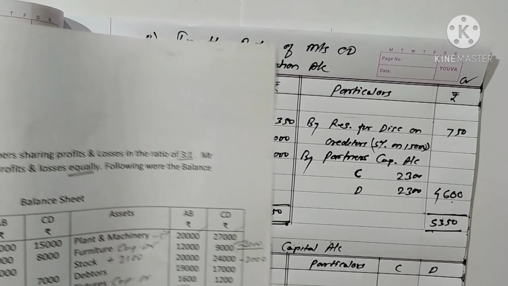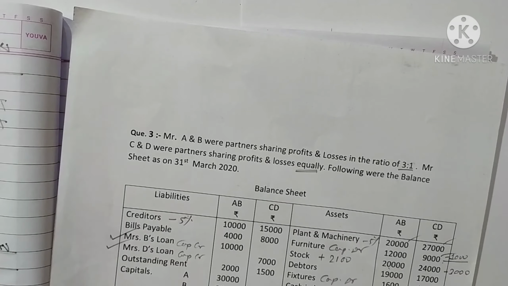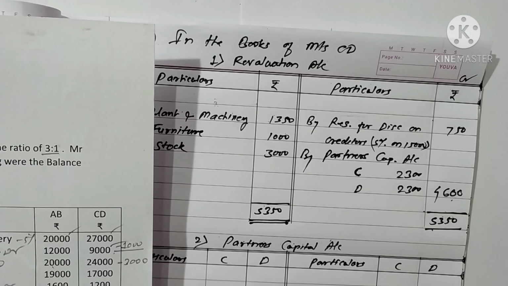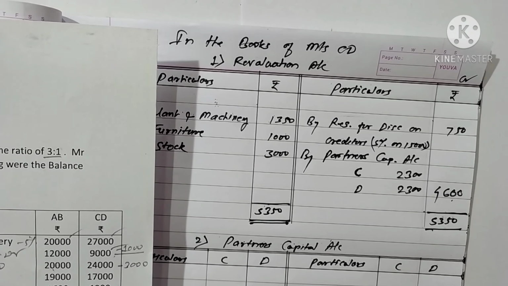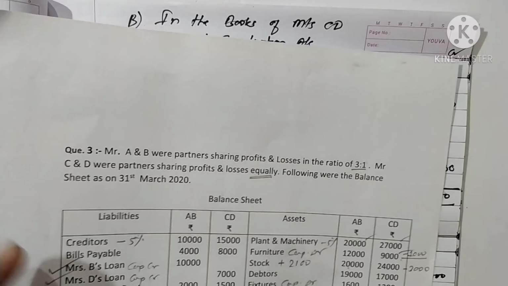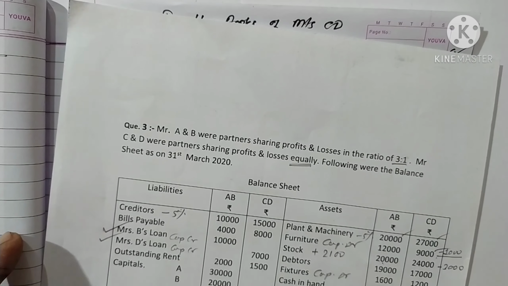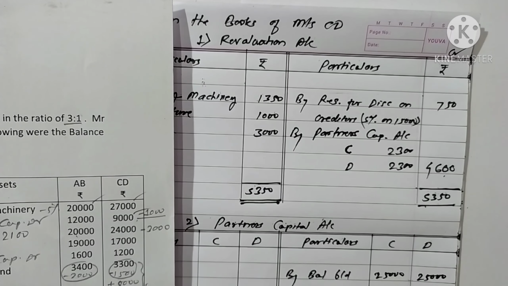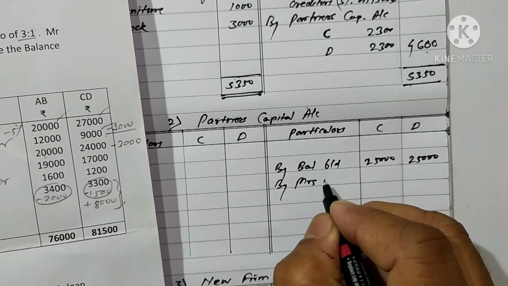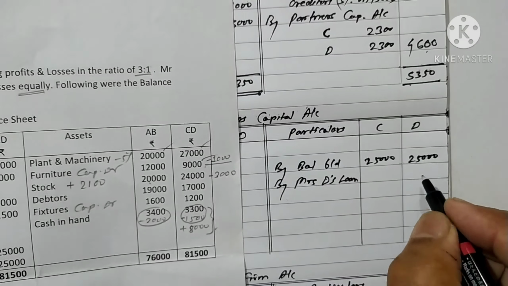Now we write partners capital. Capital C and D by balance brought down, rupees 25,000 and 25,000. Now see, Mrs. D's loan transferred to partners on credit side. We write here it is by Mrs. D's loan, rupees 7,000.